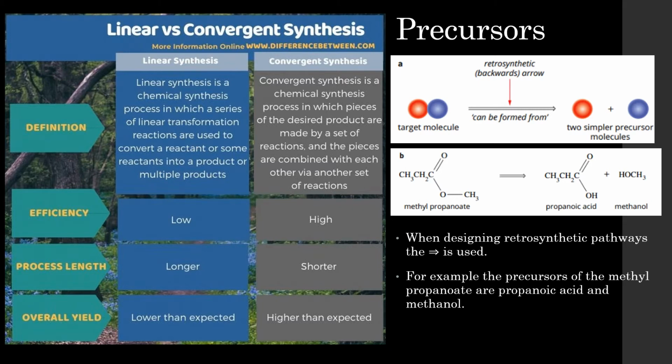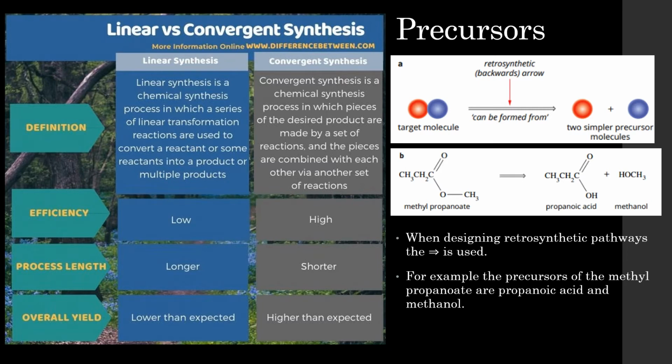Now, convergent synthesis is a chemical synthesis, remember, in which pieces of the desired products are made by a set of reactions, and the pieces are combined with each other or via a set of reactions. Now, it's got much higher efficiency, and the process is shorter, and the yield is better than the linear model.